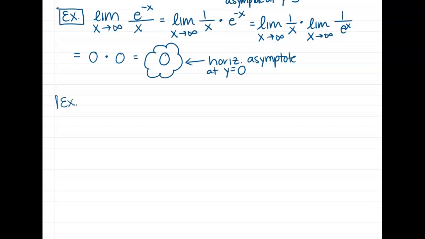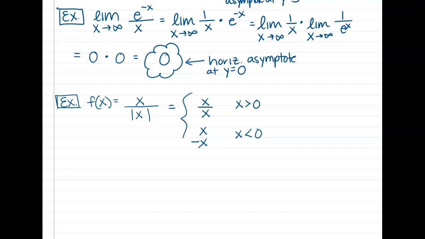Here's another. Let's say f of x equals x over absolute value of x. If we split it into our piecewise functions, we have x over x when x is greater than 0, and we have x over negative x when x is less than 0. So that's just kind of our prep work.